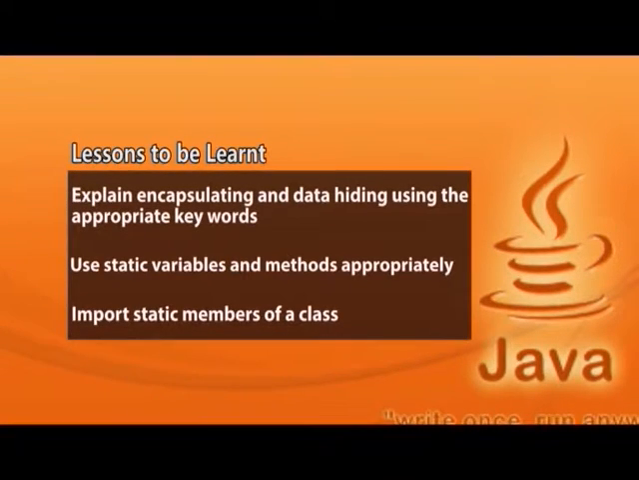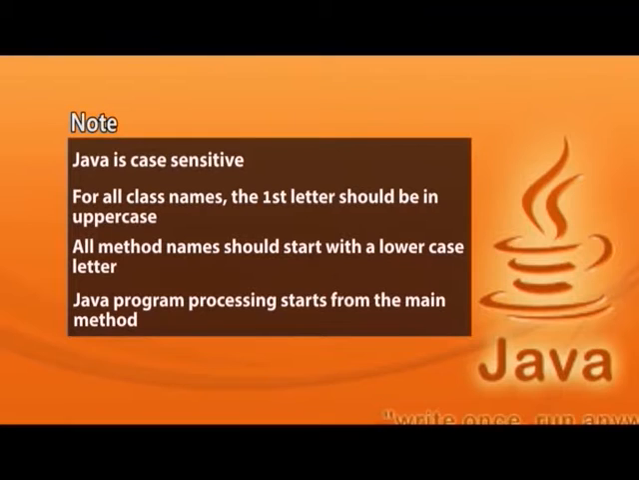When writing Java programs, it is very important to keep the following points in mind. Java is case sensitive. For all class names, the first letter should be in uppercase. If several words are used to form the name of a class, each inner word's first letter should be in uppercase. All method names should start with a lowercase letter. If several words are used to form the name of the method, then each inner word's first letter should be in uppercase. Java program processing starts from the main method, which is a mandatory part of every Java program.